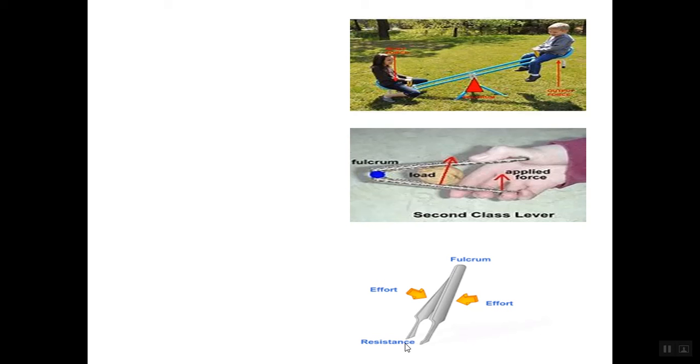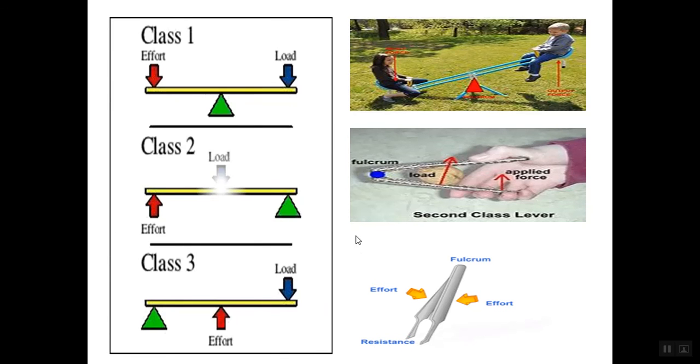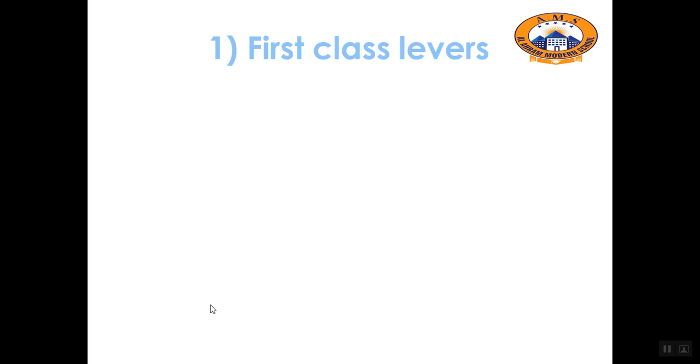So we classify them according to the position of the fulcrum, the effort, and the resistance. If the fulcrum is in between, it is first class. If the resistance is in between, it is second class. If the effort is in between, it is third class. Well, in first class we are having the fulcrum between resistance and effort.